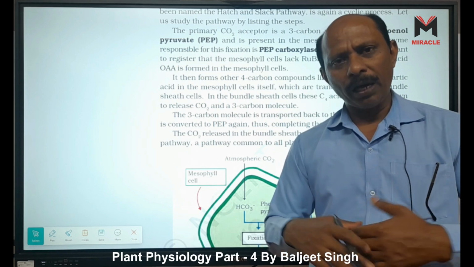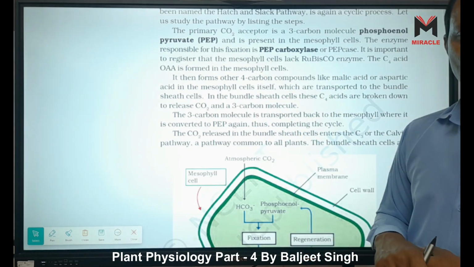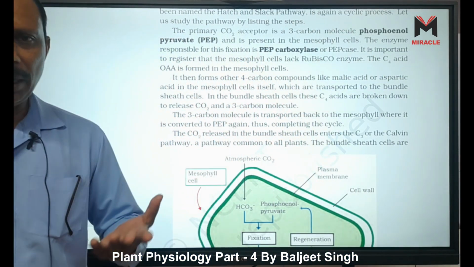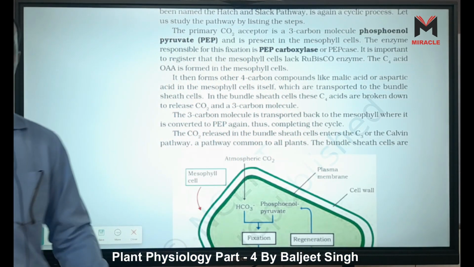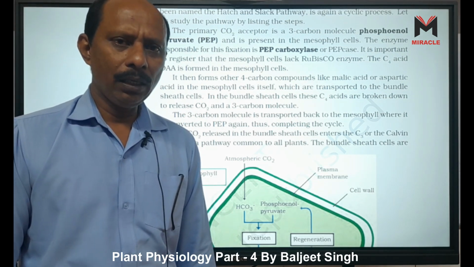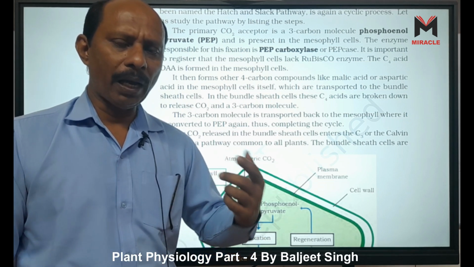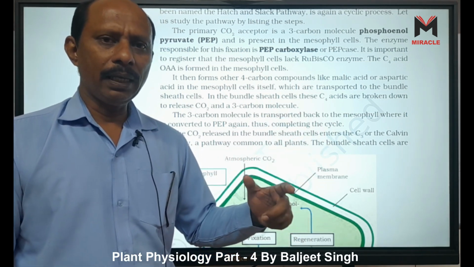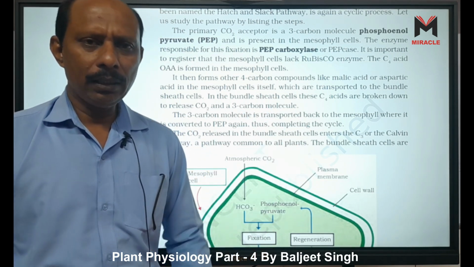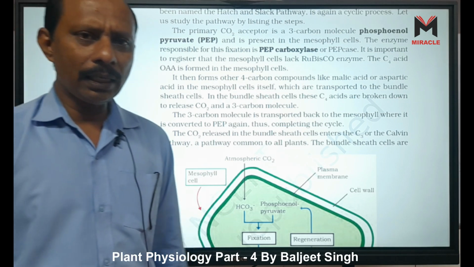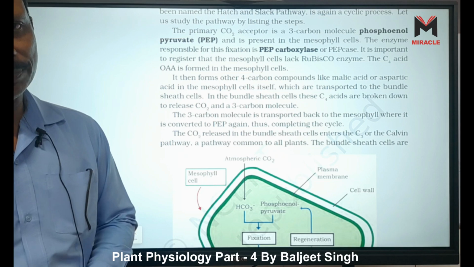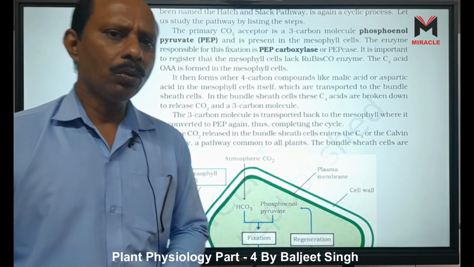When it is converted into pyruvic acid, it is returned back to the mesophyll cells. And in mesophyll cells, this pyruvic acid is converted into phosphoenol pyruvate using NADPH and also 2 ATP, right? So 2 ATP is used in the conversion of pyruvic acid to phosphoenol pyruvate. That's why the total number of ATP used in the C4 cycle is 5: 3 in the Calvin cycle, the C3 cycle, which occurs inside the bundle sheath cell, and 2 in the mesophyll cells in the conversion of pyruvic acid to phosphoenol pyruvate.